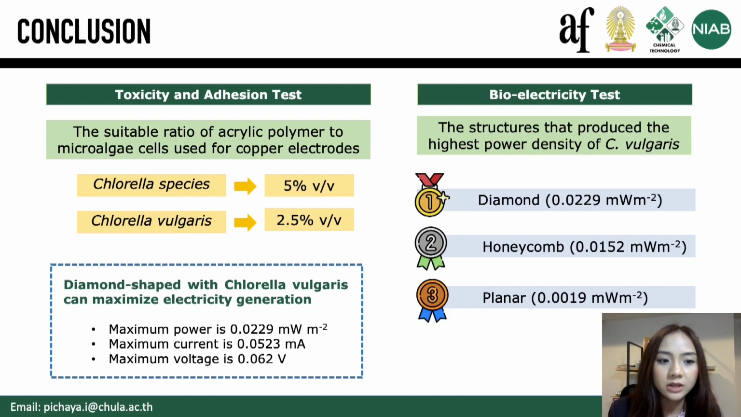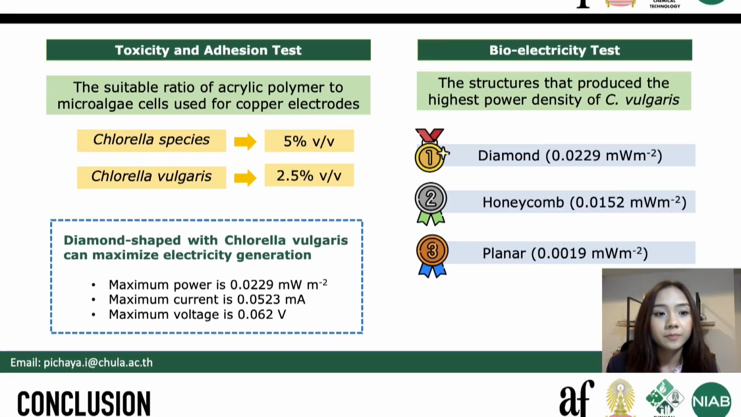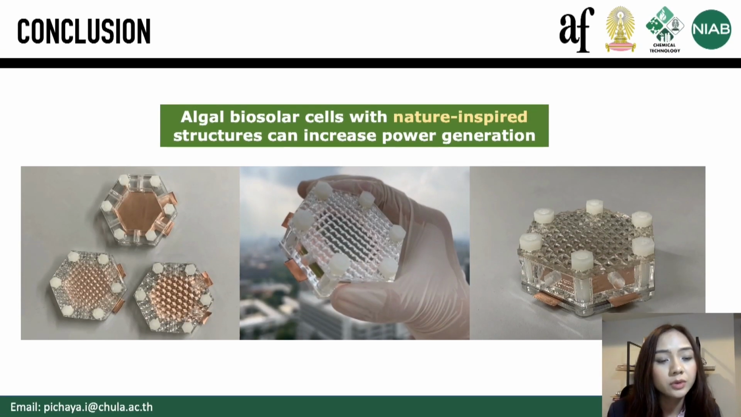From our studies, we found that the diamond-shaped structures, BPVs, with Chlorella vulgaris species enhance the electricity production to the maximum compared to the conditions that we tested. So to conclude and emphasize again, if we use nature-inspired structures, we can enhance the power generation for algal biosolar cells.